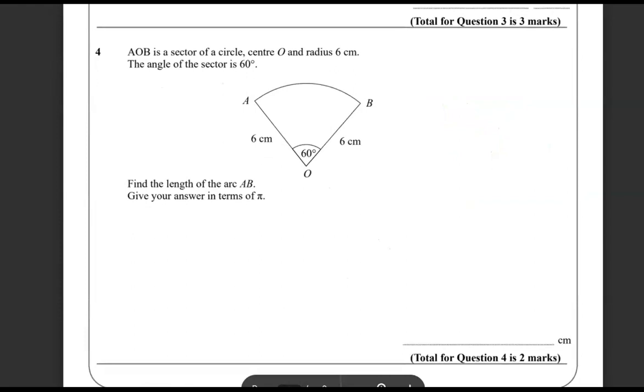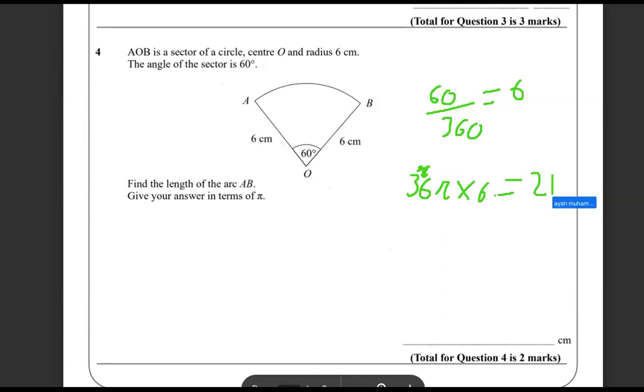Okay. What about this one? So 60/360 equals 1/6, and then 6 squared is 36. So you've got 36 pi times 6, 36 pi times 6 is 216 pi. Yeah. Done. So you just use the calculator.